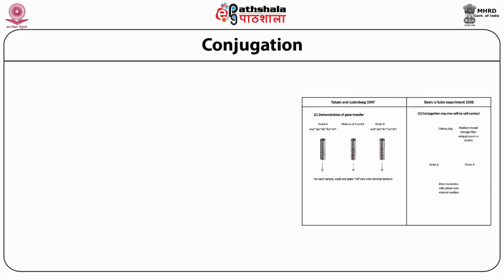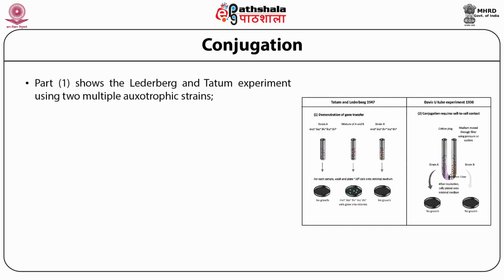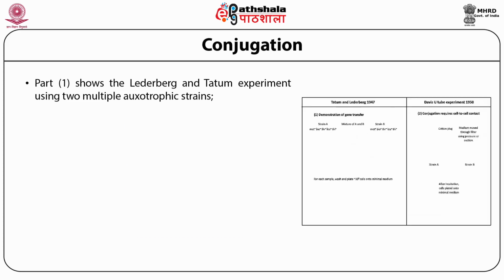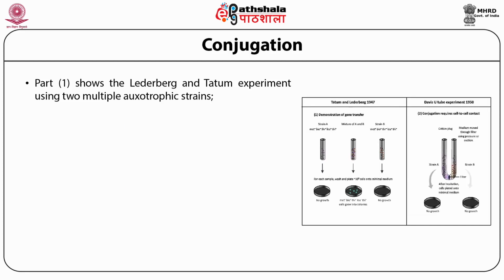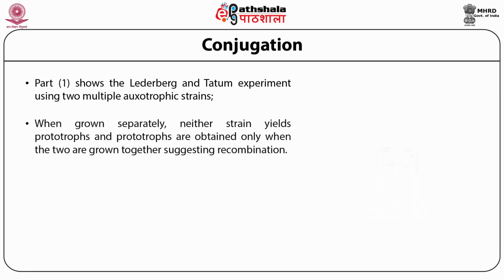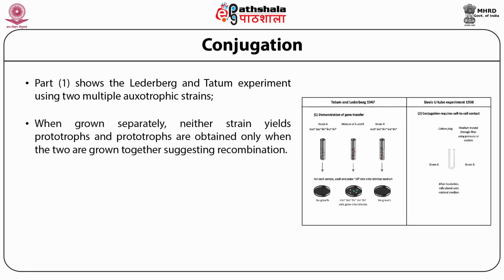The process of conjugation was actually discovered by Lederberg and Tatum, who were using two multiple auxotrophs of E. coli. The two, when grown separately, did not give rise to prototrophs, but when the two were grown together, they gave rise to prototrophs. Though the rate of obtaining prototrophs was very, very low, yet it gave a clue that there was a chance of recombination in bacteria.